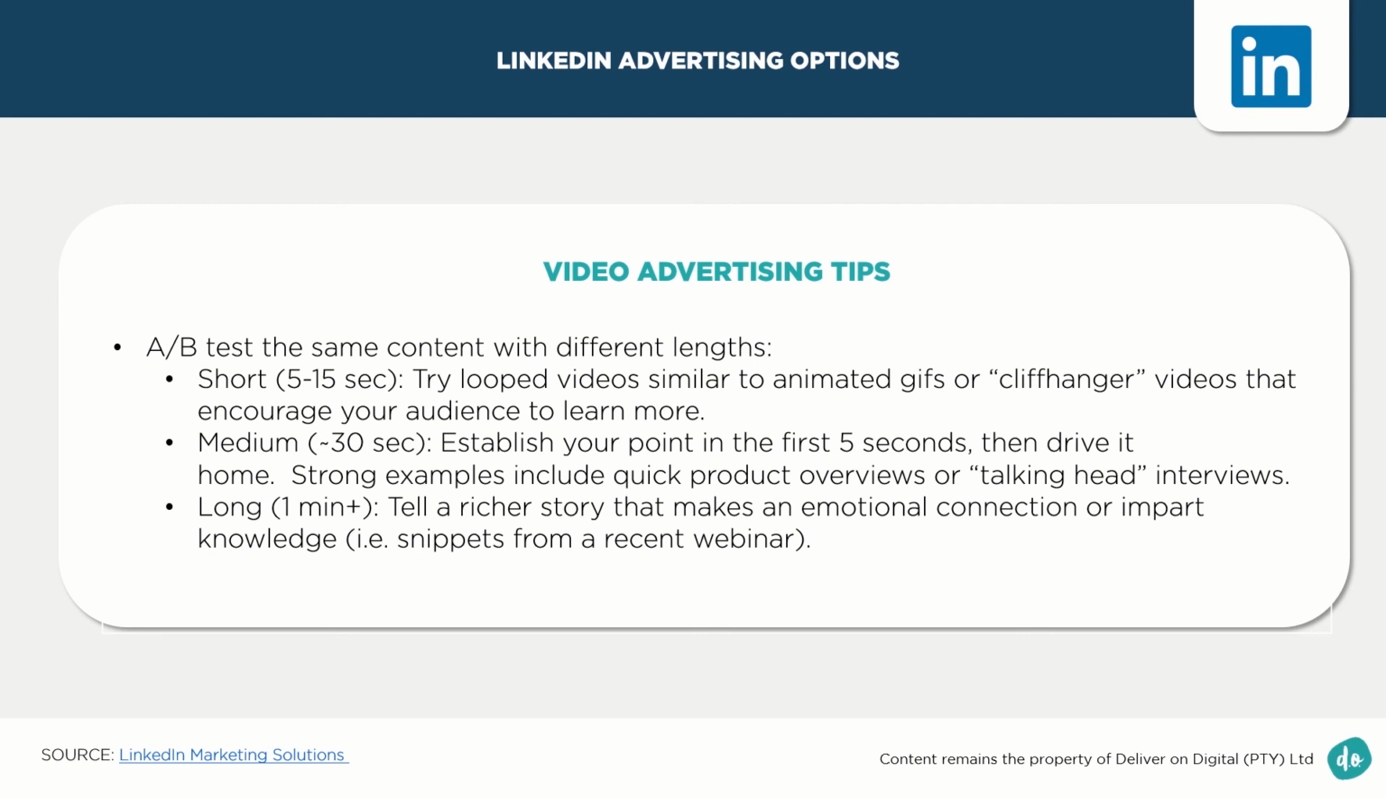In terms of some video advertising tips, it's recommended that you A/B test the exact same content with quite different lengths. So a short clip, 5 to 15 seconds. This can be looped, so for example, an animated GIF or a cliffhanger. Medium, which is about 30 seconds, or long, which is 1 minute plus, which tells a far richer story. So for example, if you're trying to promote snippets from a recent webinar, then that's a great route to go.